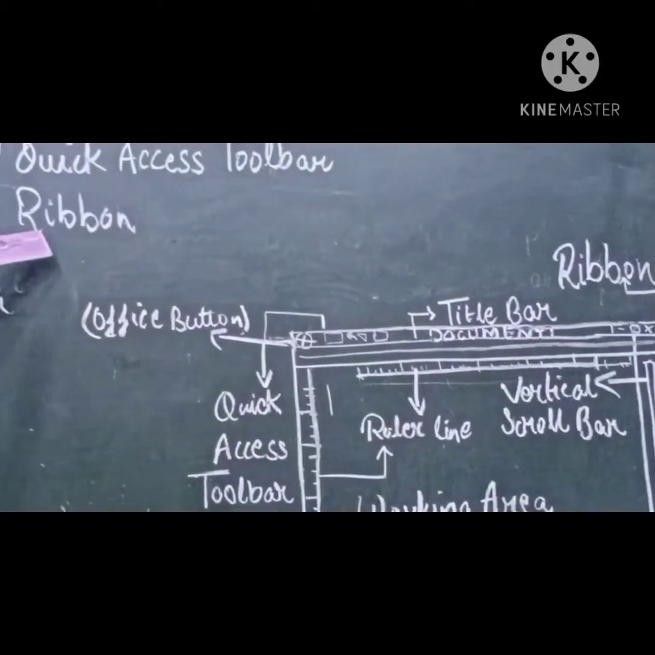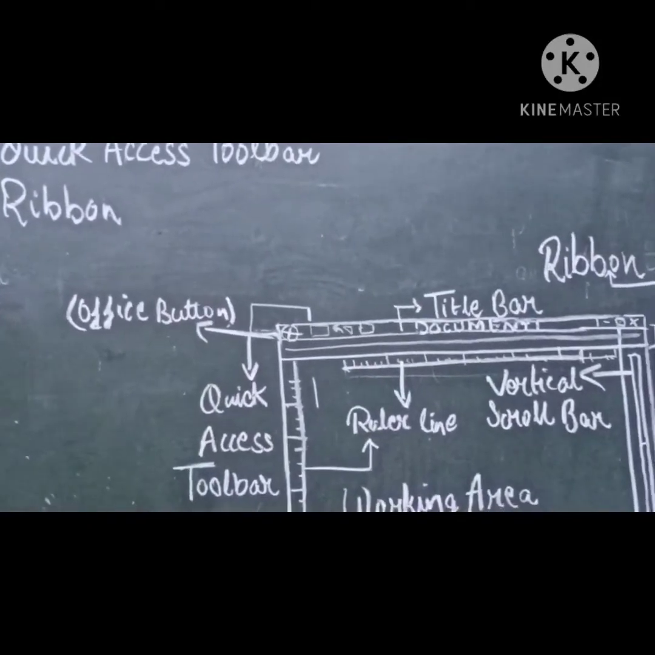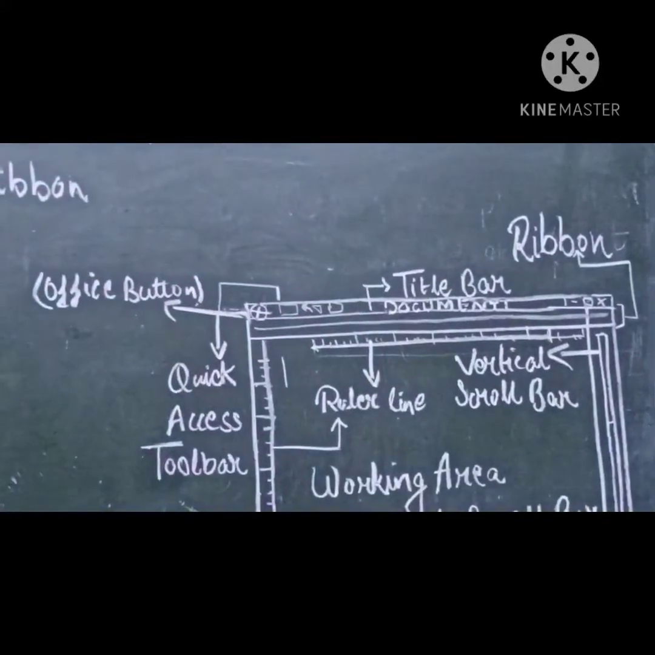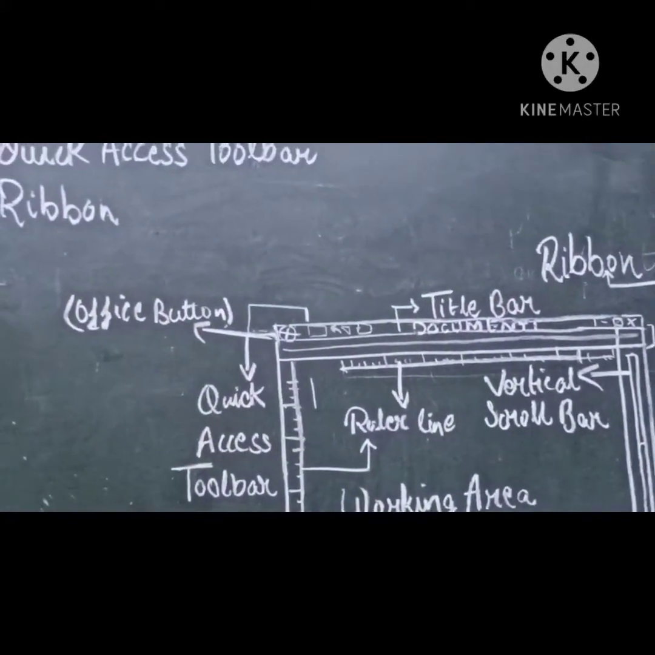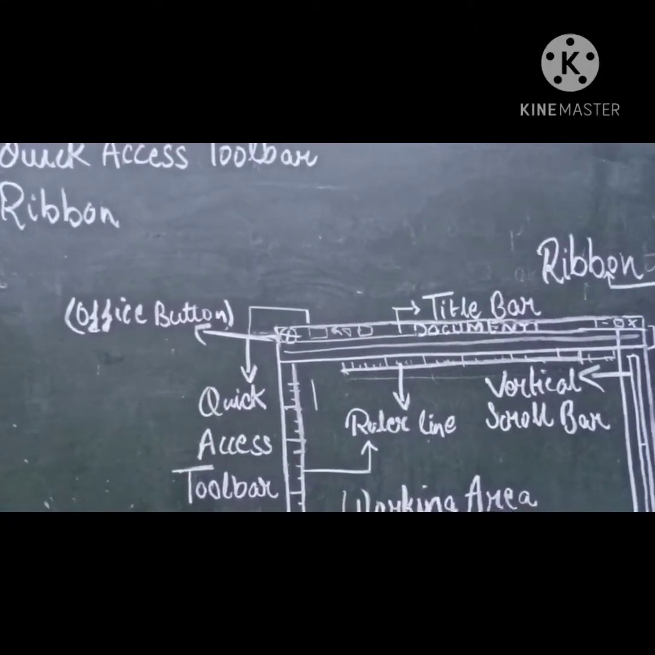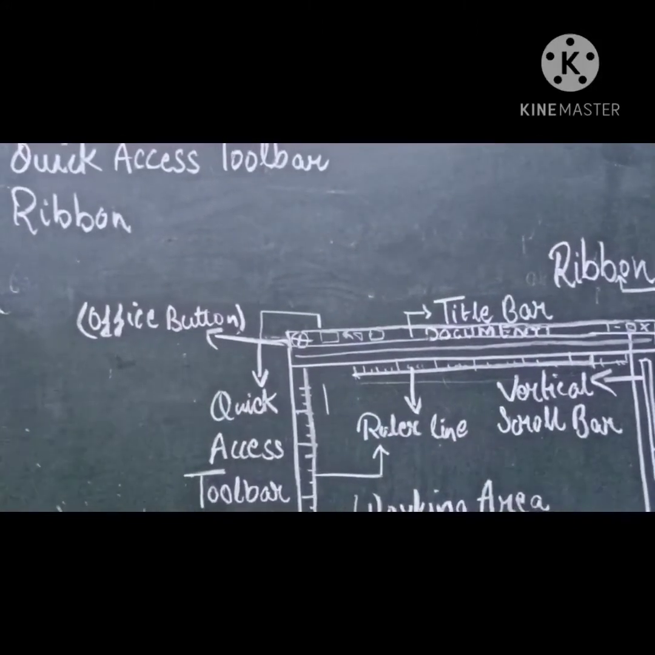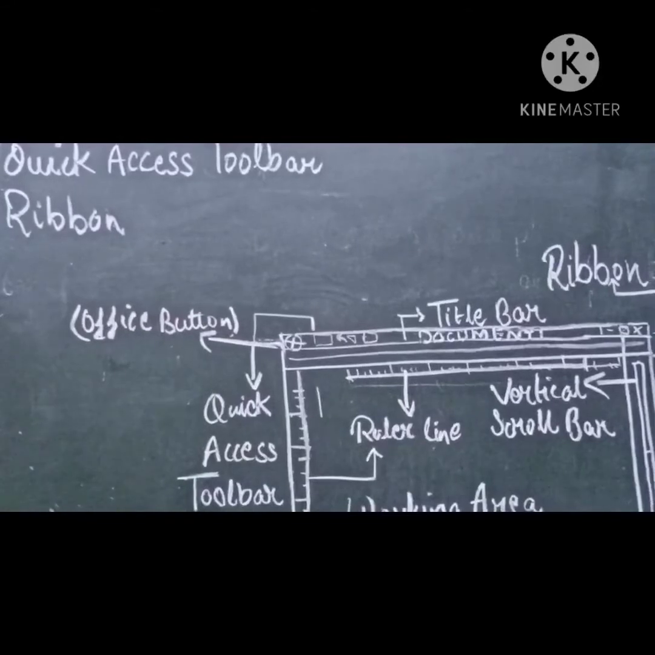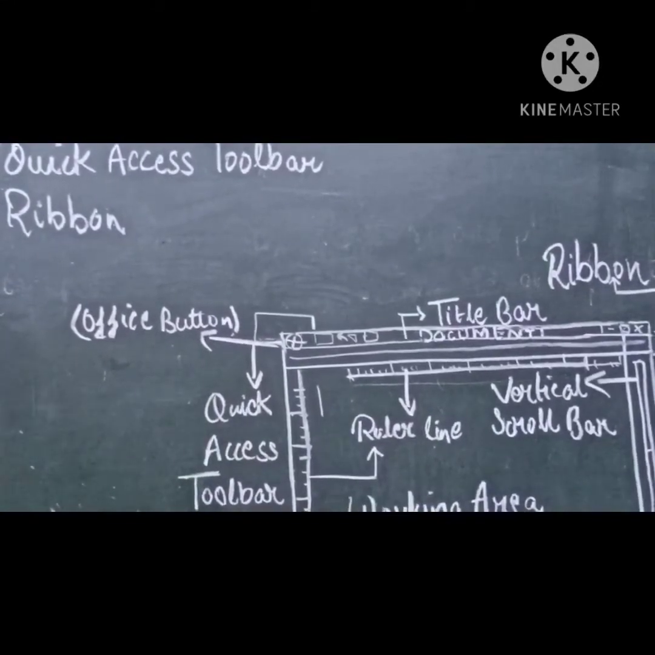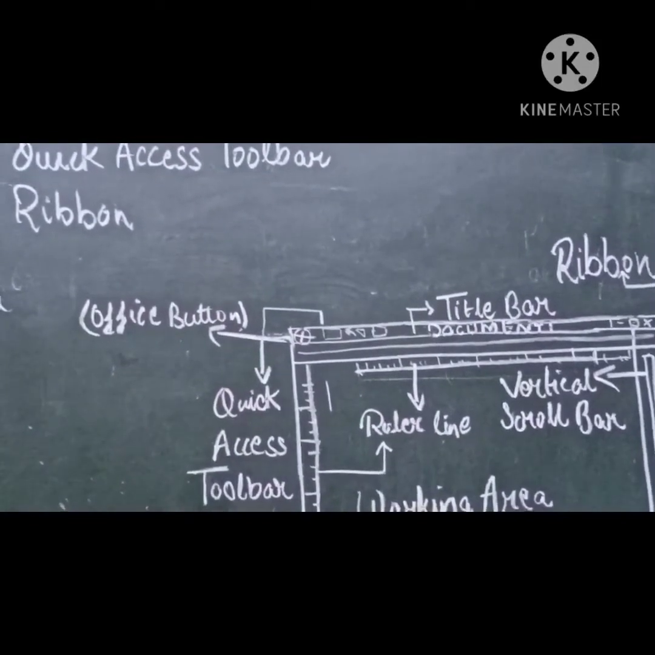Next is ribbon. Children, the ribbon is located just below the title bar. Look here, children. The ribbon has replaced the traditional menus which were present in the previous version of Microsoft Office. Children, the ribbon contains two parts, tabs and groups. And each tab contains related commands arranged together in different groups.